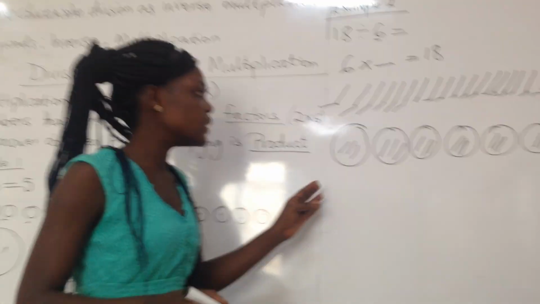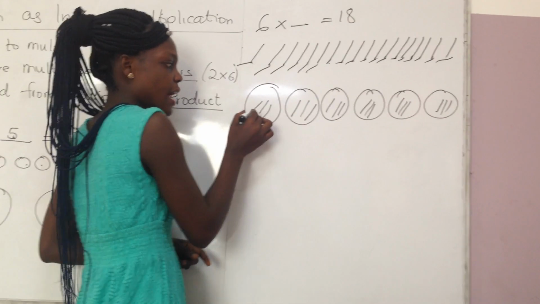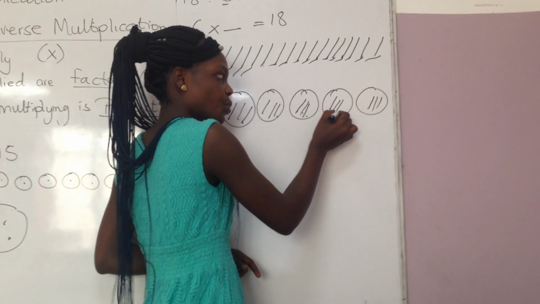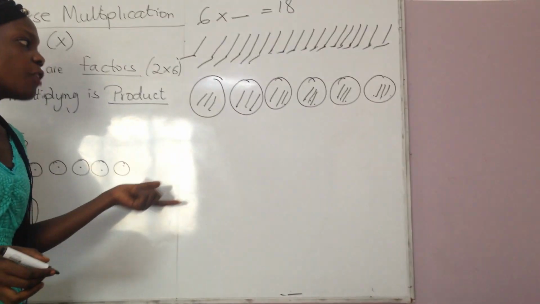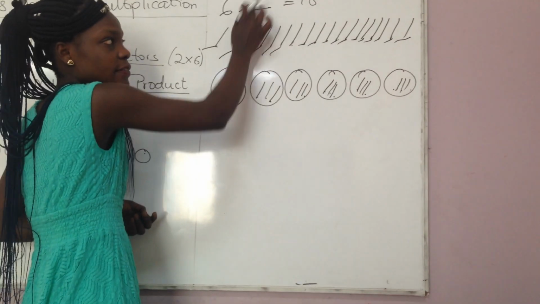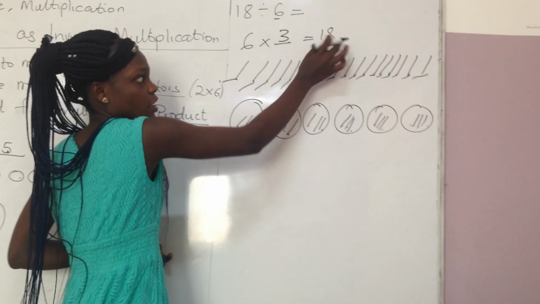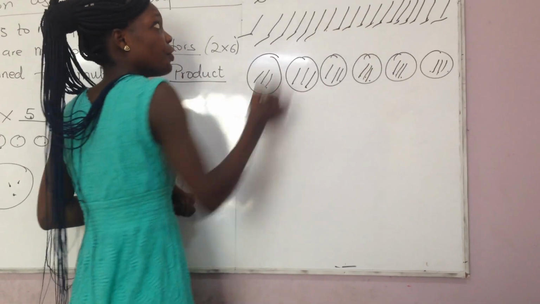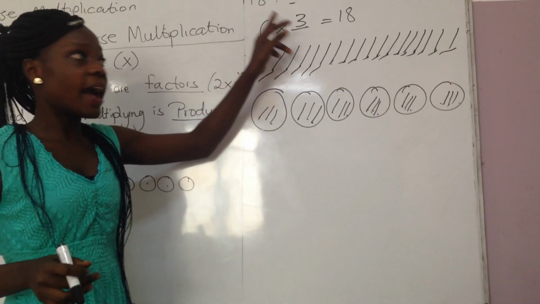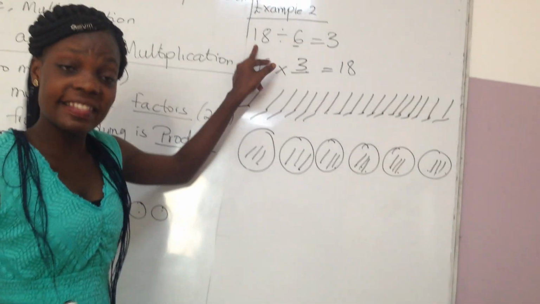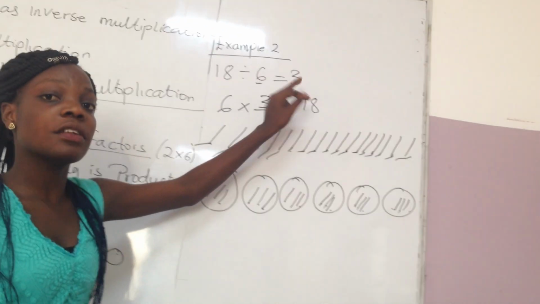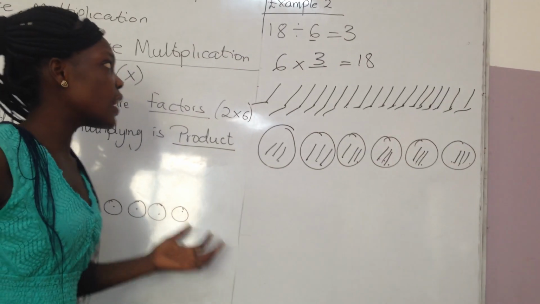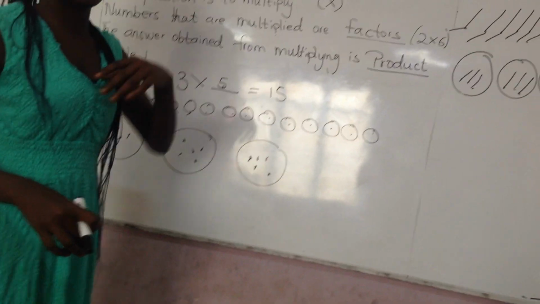Now let's look at how many each person got. This circle has how many? 1, 2, 3. Each circle has how many? 3. So we say 6 times 3 will give us what? 18. So 18 divided by 6 will give us what? 3. So if 6 people are sharing 18 things, each will get 3. 6 times 3 will give you 18. This is how division as inverse multiplication looks.